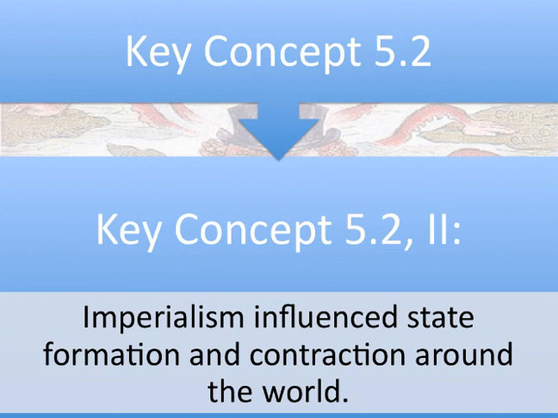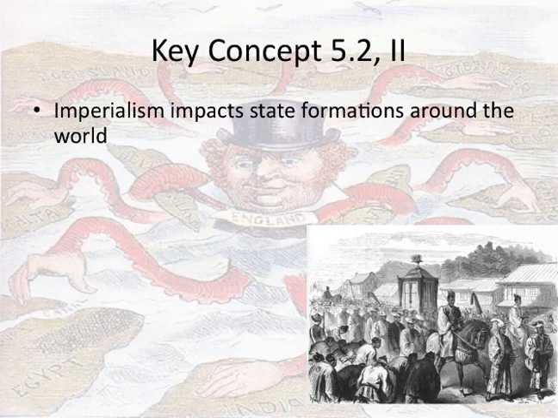Okay, key concept 5.2, Roman numeral 2. Imperialism influenced state formation and contraction around the world. So imperialism impacted the various state formations in different places of the world. This is best seen in Japan, so they're going to be our case study for this one.